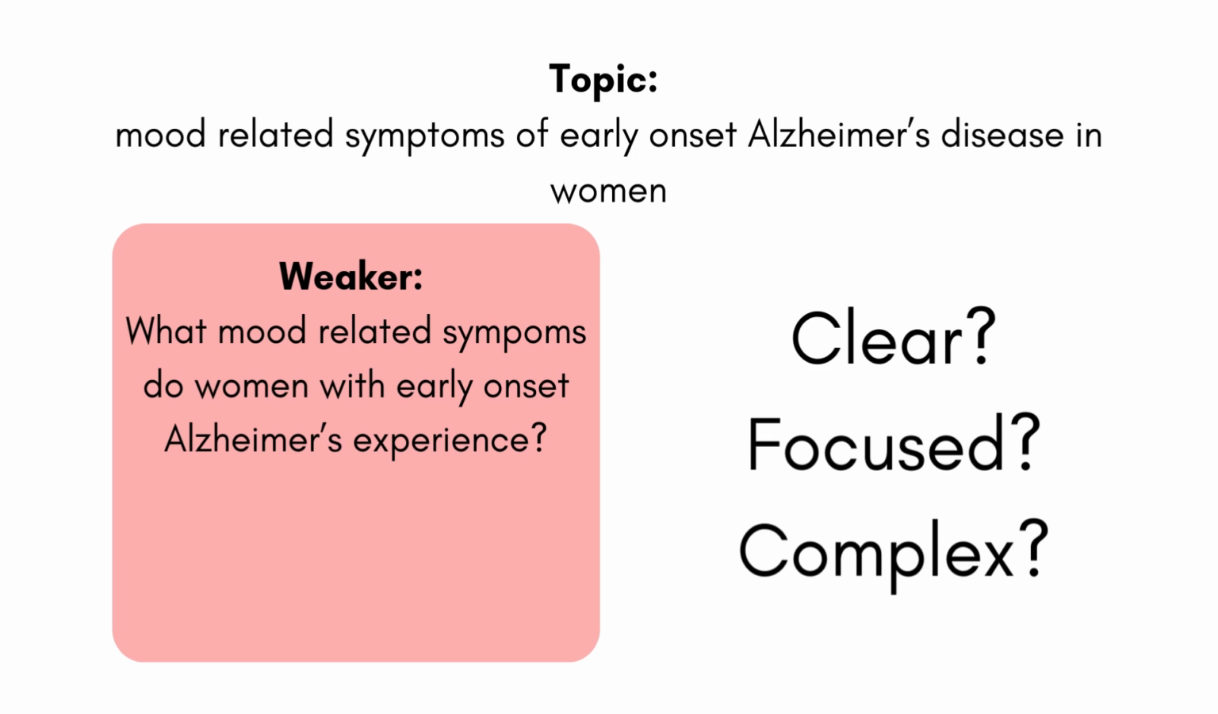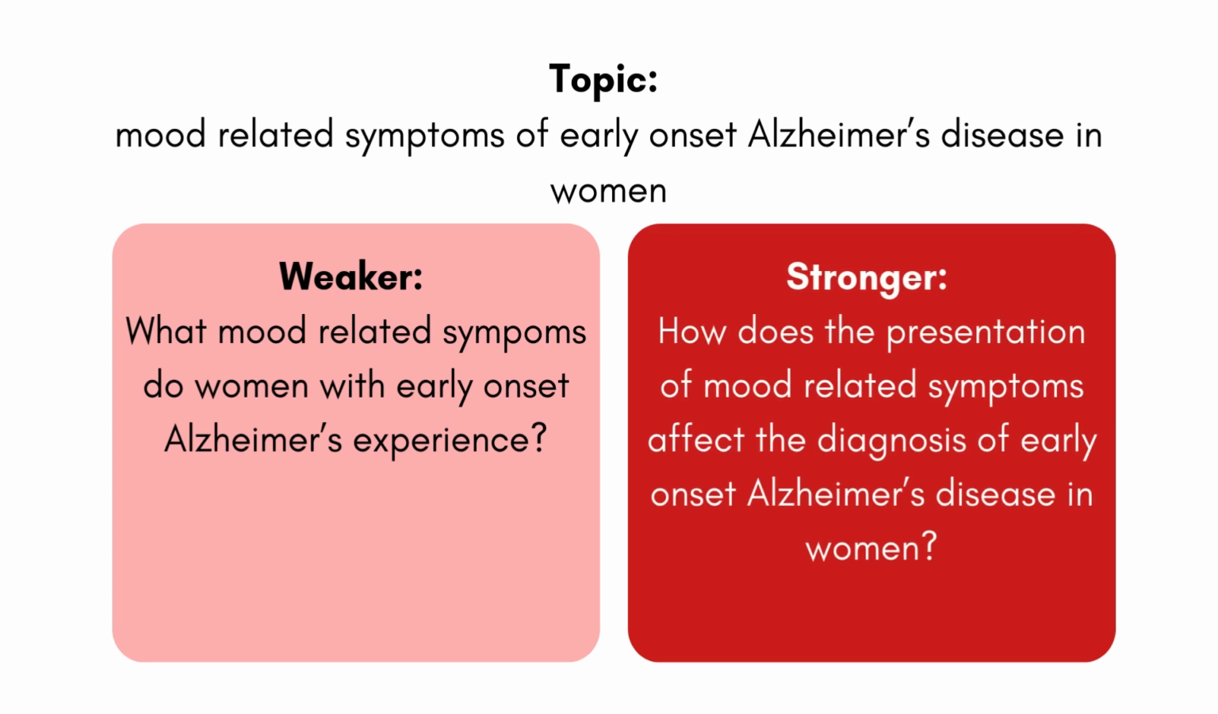Let's compare to a stronger question. How does the presentation of mood-related symptoms affect the diagnosis of early onset Alzheimer's disease in women? This question is still clear and focused, but now we've added some complexity as well. Instead of simply searching for symptoms, this question asks us to explain some more complicated and interrelated concepts.